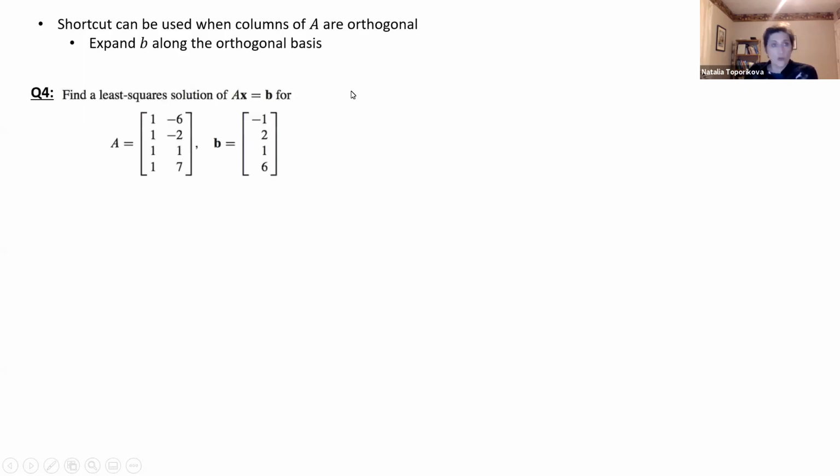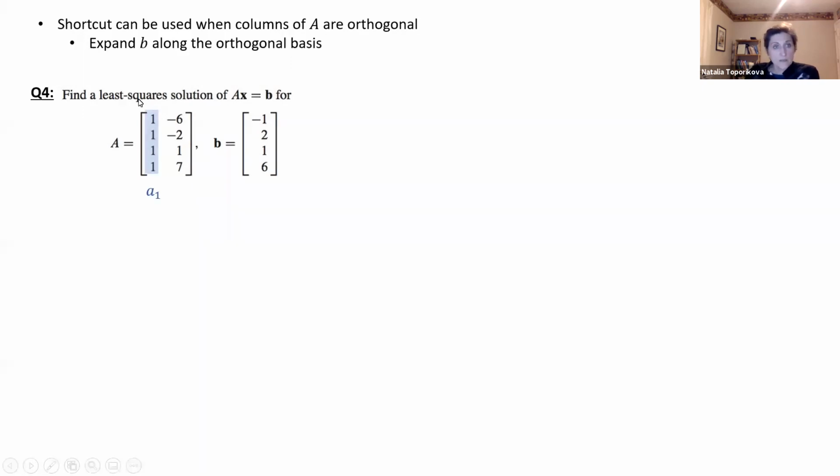And let me just show some example. For example, let's find the least square solution of our matrix equation AX equals B, for the given matrix A and B. Again, you can easily show this system is inconsistent, so we do need to find an approximate solution.